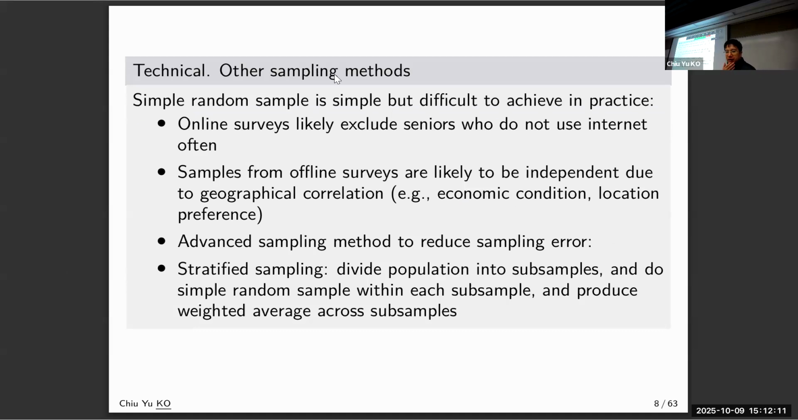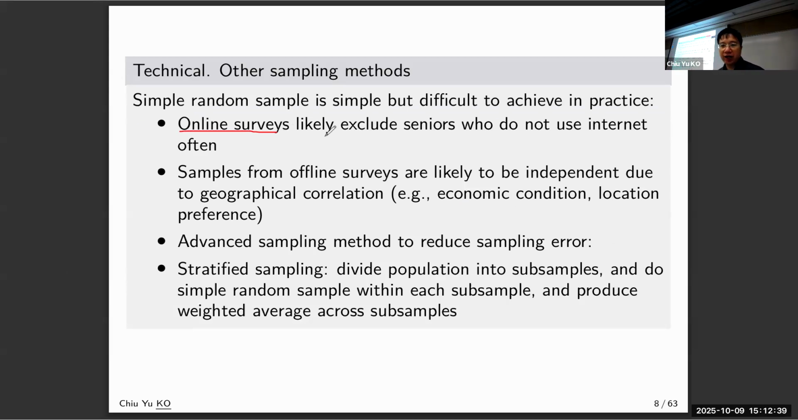You would ask, is a simple random sample simple? It is simple, but it's very difficult to do in practice. It's almost impossible to do, I would say. For example, as I said, online survey, some of you would do, right? But senior people don't know how to use the phone, let alone the internet. If you give them a very complicated Google form to fill in, probably they don't know how to do it.